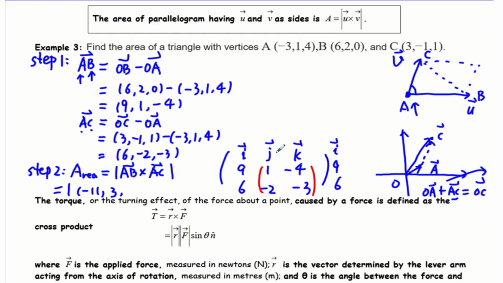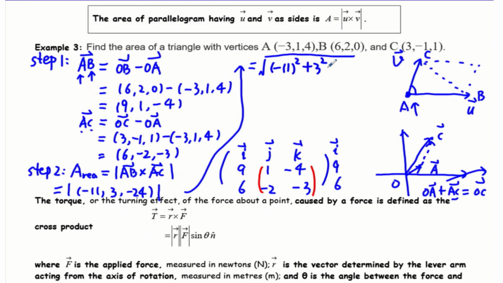And the k direction is just the first two: 9 times negative 2 minus 1 times 6 gives us negative 24. So this is a cross product, but we want to find the magnitude. It will equal the square root of x squared, y squared, z squared together. So it will be negative 11 squared plus 3 squared plus (negative 24) squared.